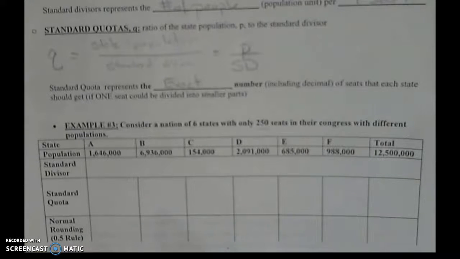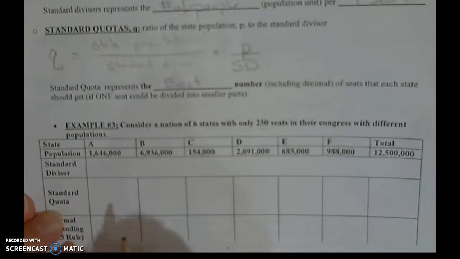So they want to know how many seats should they receive. All right? And so the first thing we need to do is find the standard divisor. And how do we say that was again? Remember, your standard divisor was the total population divided by the number of seats.